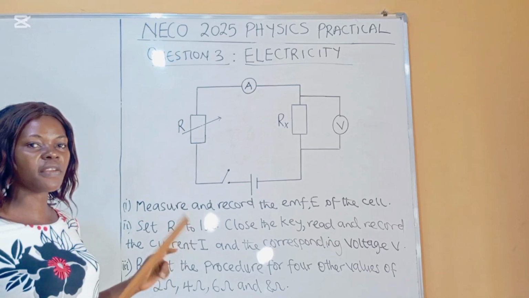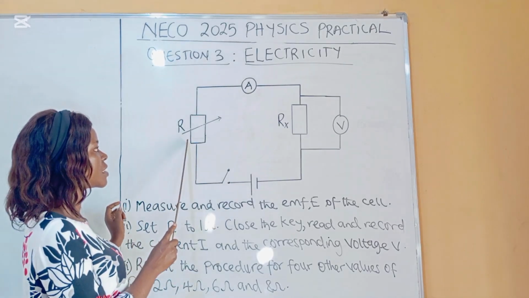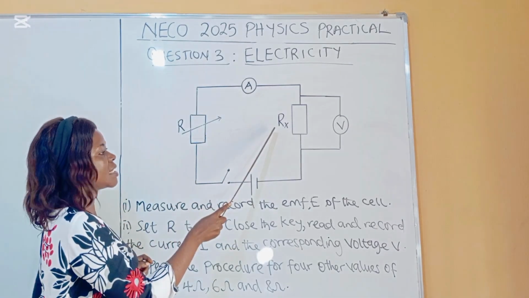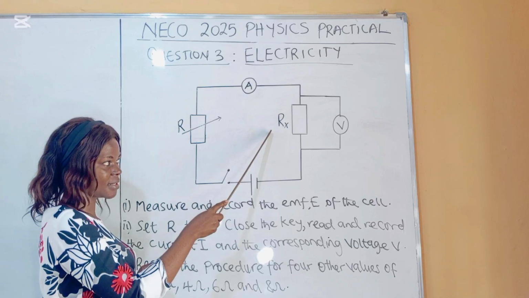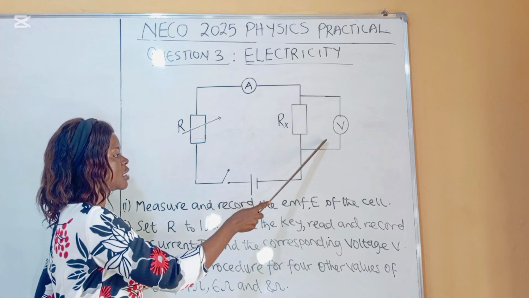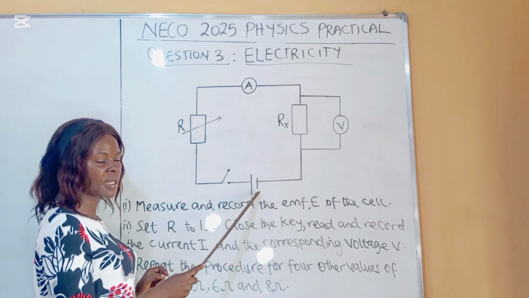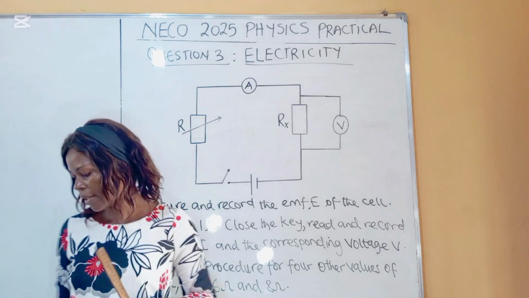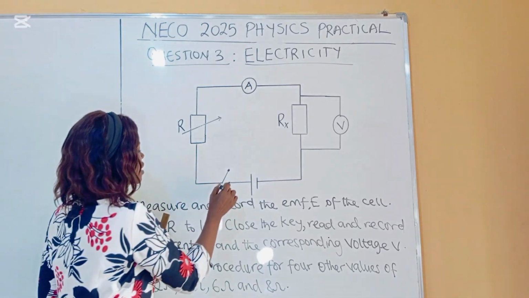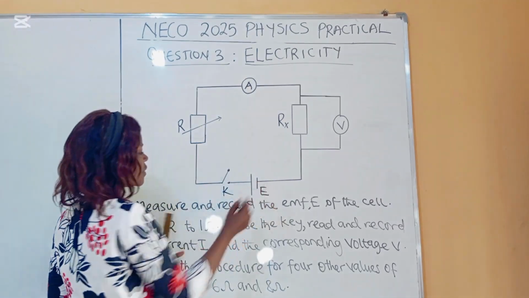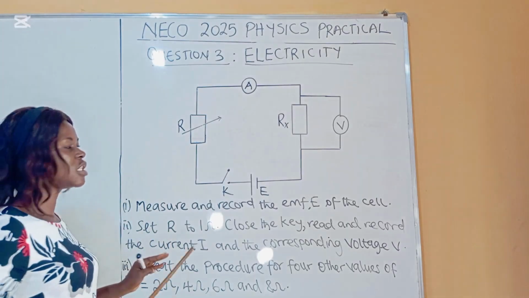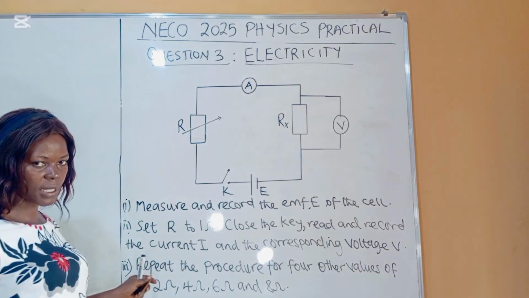Now we are asked to provide the following apparatus. This is a resistance box, this is the ammeter, this is a standard resistor labelled X, that is RX. This is the voltmeter, this is the cell, which is the battery, and this is the key. So let me label this. This is the key, and this is E.